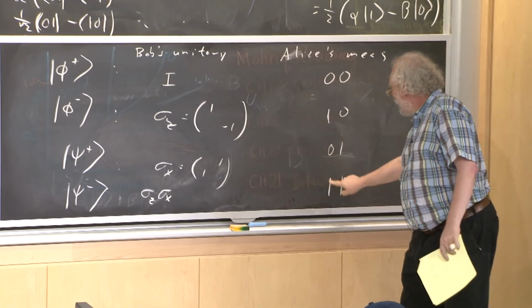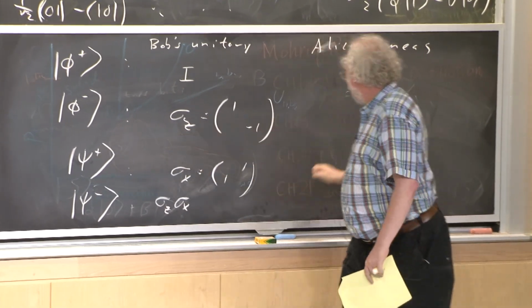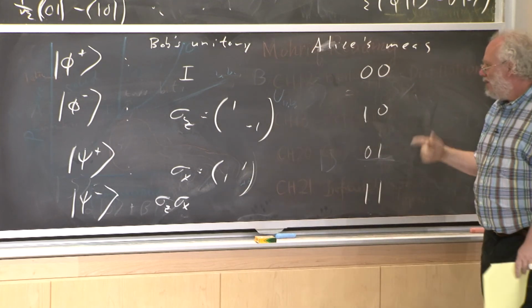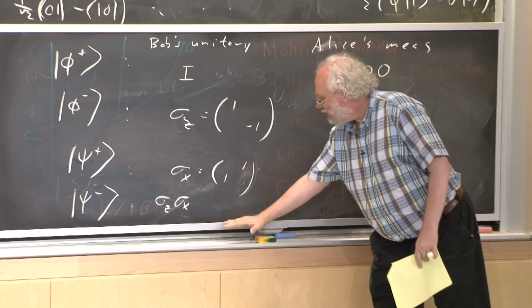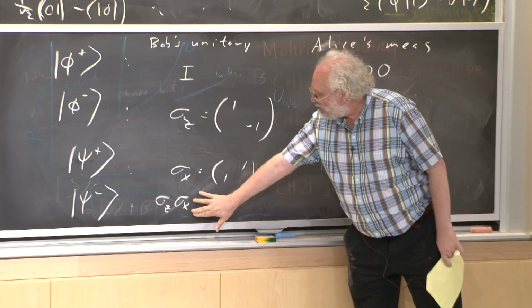So every one where the first qubit is a 1, we apply sigma z. That's this guy and this guy. And where the second qubit is 1, we apply sigma x. And we want to apply sigma x first because that's what we're doing here.